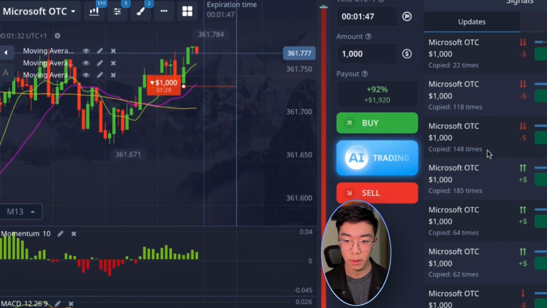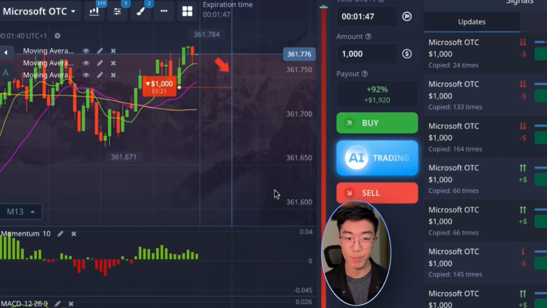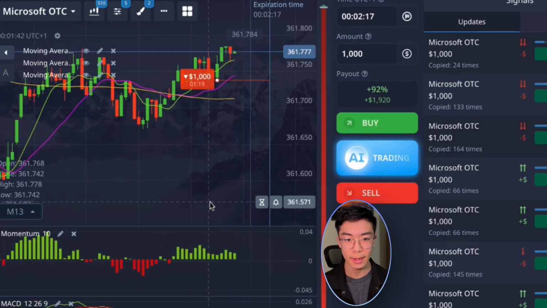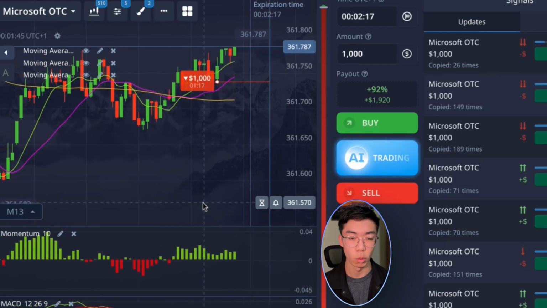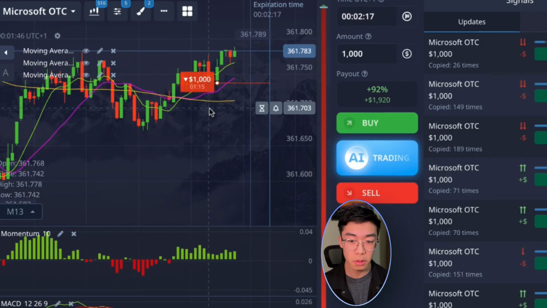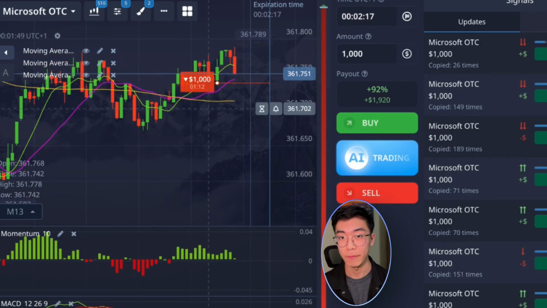So let's see here. About 185 people are betting that it'll go up, while about 164 people are betting that it'll go down. So when you have this kind of mixed reviews, let's say, it's really hard to see what will actually happen. So here, I'm very unsure what will happen.